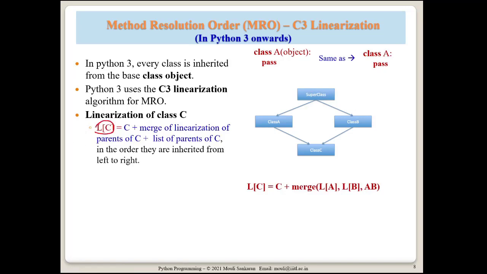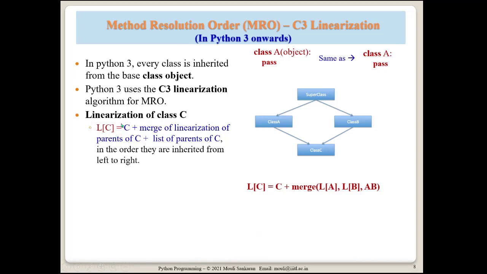Linearization, L is the linearization of class C. When I say I want to linearize, I want to create a list of class names, in the order in which I will search for the method. MRO is nothing but the interpreter creating this list, so that when a method is not found in the current class, it searches through this MRO list. Now we are going to see the algorithm which builds this MRO list.